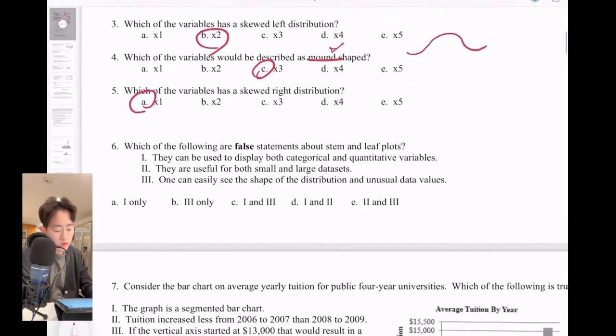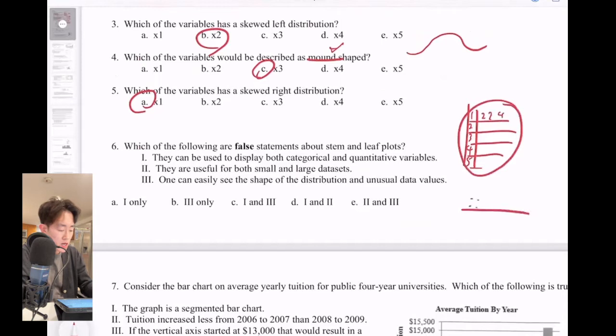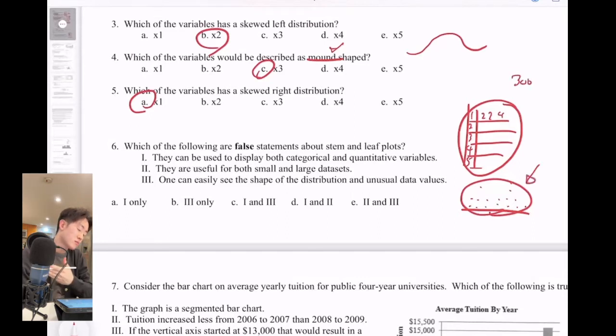Which of the following are false statements about stem and leaf plots? So stem and leaf plots, as you know, go like this. And then you can put all the data in there. Now, the problem with this stem plot is the same as the dot plot, that it is very ideal for graphs that only have about 20 dots, 30 dots. But let's say you have like 300 data points. You can't really just sit there and list them all out on the dot plot or on the stem plot.